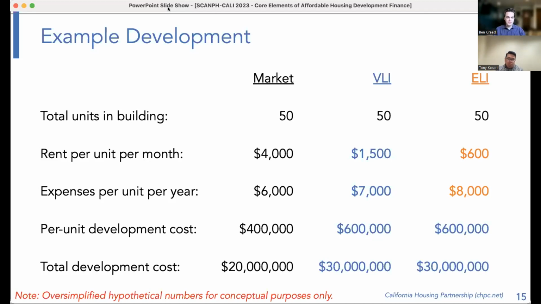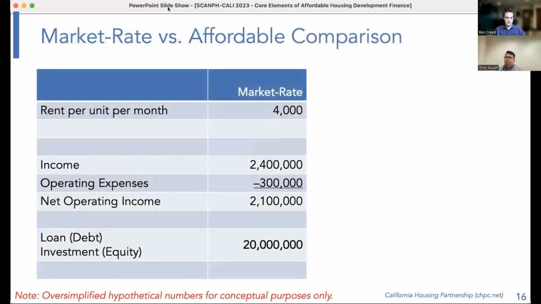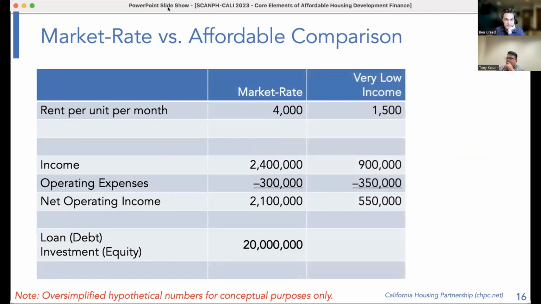For the purposes of the simplified comparison here, we're going to assume that the development costs are basically the same, whether it's very low income or extremely low income on average. So let's take a look at what the differences are in the funding model. Again, here's our familiar market rate development. $4,000 rent at the operating expenses. We think that between a lender or an investor, it seems likely that it could raise the $20 million that it needs.